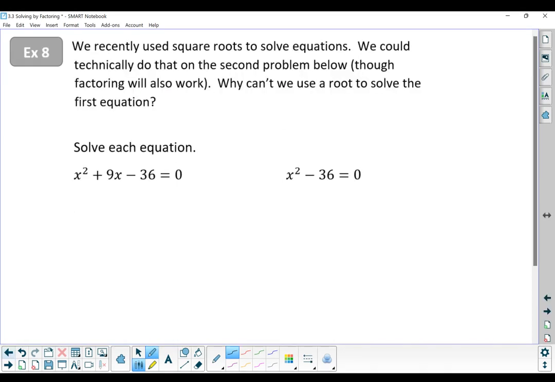We recently used square roots to solve equations. We could technically do that on the second problem below. The factoring will also work. But we can't use a root to solve the first equation. And I want you to think about why. And I'm also going to write up an equation. Here's an equation like we would use a square root on in Unit 2.